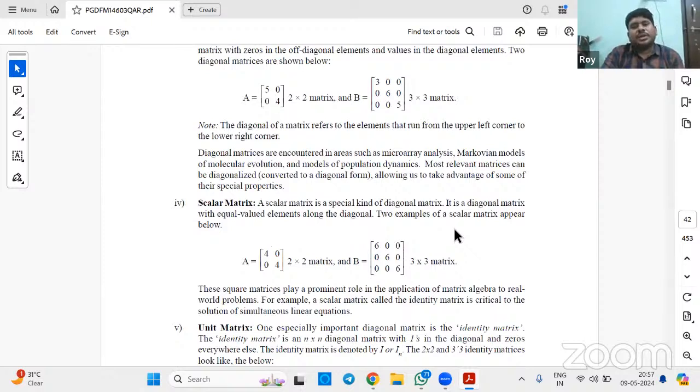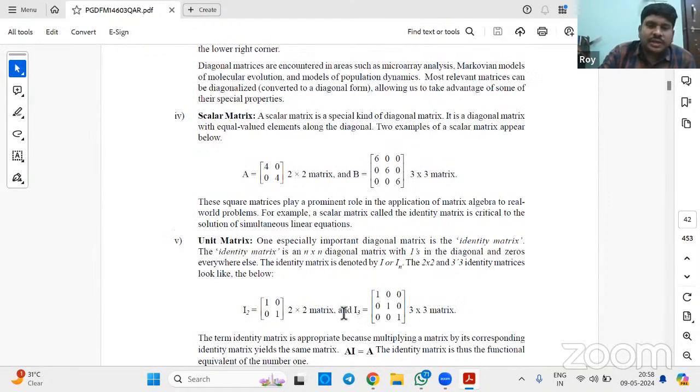Now, scalar matrix. What is a scalar matrix? It has equal valued elements along the diagonal. Two examples of scalar matrices are these. Square matrices can play a prominent role in the application of matrix algebra to the real world. For example, a scalar matrix called the identity matrix is critical to the solution of simultaneous linear equations. Now, unit matrix. The unit matrix, or identity matrix, is an n by n diagonal matrix where the diagonal is 1 and zeros elsewhere, and the matrix is I or In. Right? These are the things.